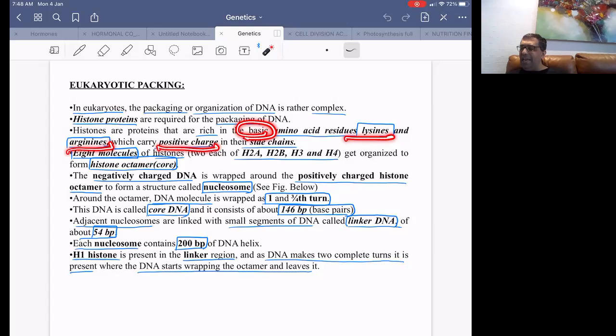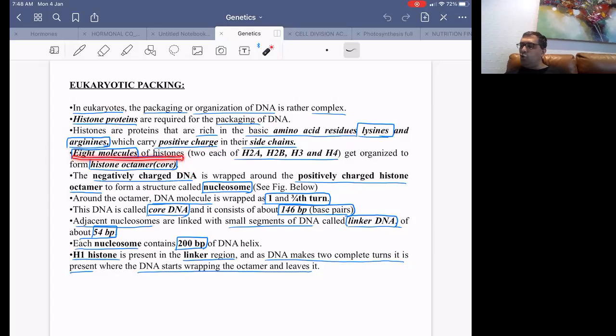And DNA by itself is negatively charged. So negatively charged DNA has an electrochemical attraction, an electrostatic force of attraction, toward the positively charged histone proteins, and DNA gets wound around histone proteins.